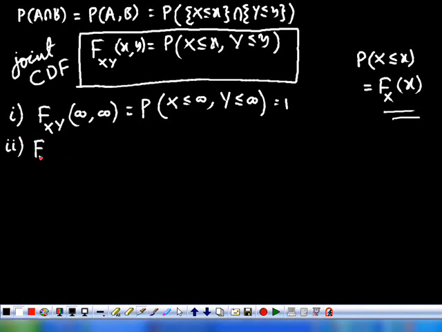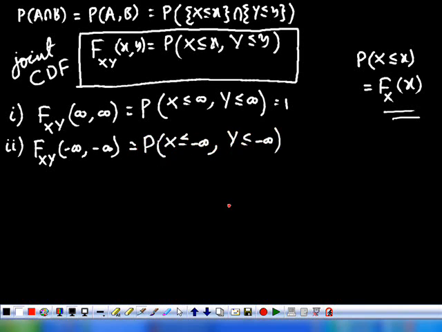Similarly, Fxy of minus infinity comma minus infinity is equivalent to probability of x less than or equivalent to minus infinity. It is an impossible event. Y less than or equivalent to minus infinity is also an impossible event. So therefore the intersection of those two events is phi. Therefore it is 0, because this is a certain event and this is the impossible event.